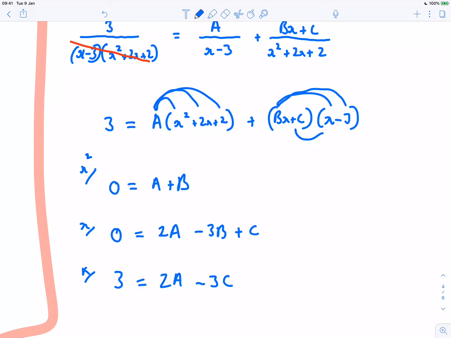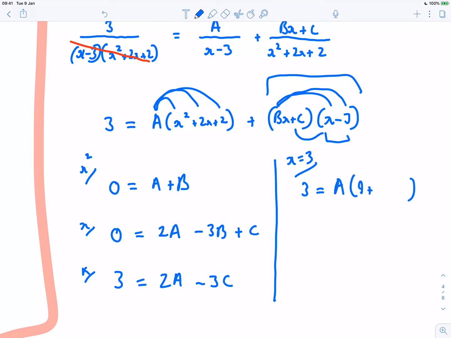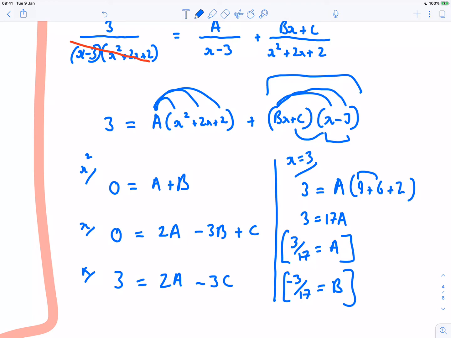Now, if you wanted to make this really easy, I'm going to use a substitution and let x equal 3, because I know that this whole term on the right-hand side will disappear. When x is 3, I'll have 3 on the left-hand side because there's nothing to substitute in. And then I'll have a lots of 3 squared is 9, plus 2 lots of 3 is 6, plus 2. 9 plus 6 is 15, plus 2 is 17. So 17a equals 3. So it looks like a equals 3/17. Now that a is 3/17, hopefully you'll see that b is just the negative of that, minus 3/17, because they have to equal 0 here.